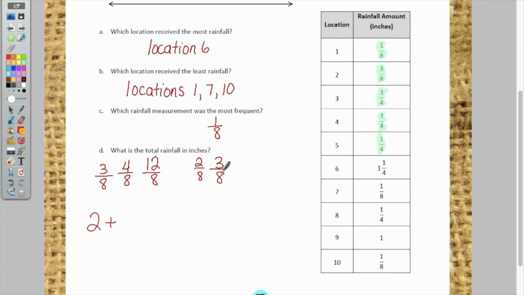Okay. So we've got 12 plus 2 is 14. 14 plus 4 was 18. 18 plus 3, 21 plus 3. 24. So I got 24/8. Write that down. What's 24 divided by 8? 3. So 2 plus 3. 5. What's my answer? 5 inches of total rainfall.